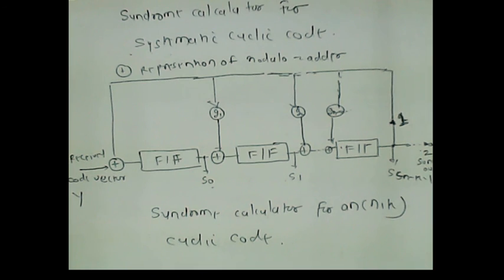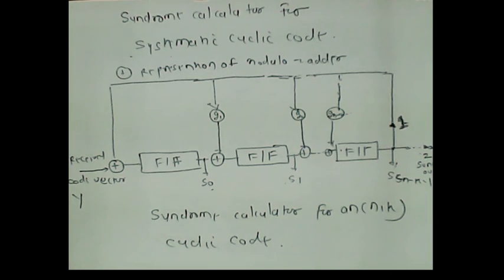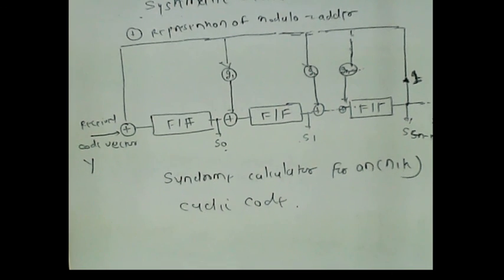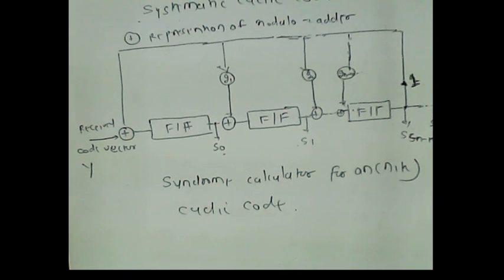So in this lecture we introduced the concept of the syndrome decoder for the cyclic code, how to find the syndrome using the generator polynomial, and the design of the syndrome calculator for the n, k cyclic code and its working. In the next lecture we will see an example based on the cyclic code. So we can stop here.